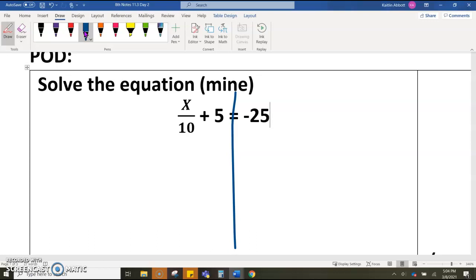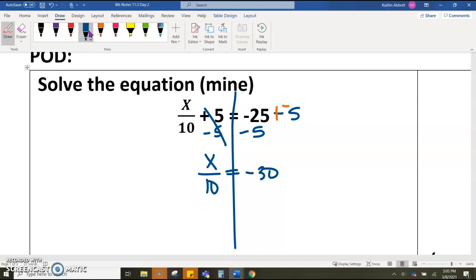So I am going to subtract 5 from both sides. These cancel, we are still left with that fraction, x over 10, equals negative 25 minus another 5, you could write it this way. And let's see, if we do keep, flip, change, now it's negative 25 plus negative 5, which gets you negative 30. So it's going to be negative 30.